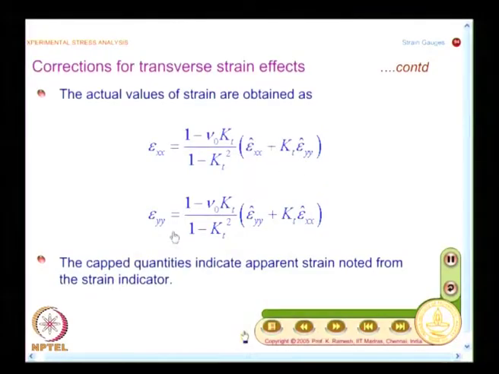So, we similarly get epsilon yy equal to 1 minus nu naught kT divided by 1 minus kT square multiplied by epsilon yy cap plus kT epsilon xx cap. And what you need to understand is, suppose somebody gives you a strain gauge. We have already seen in strain gauge instrumentation that the gauge factor is experimentally measured. It is not a value calculated from an analytical equation. The manufacturer does this experiment, pasting it on a cantilever beam, and then finds out and reports it for each batch.